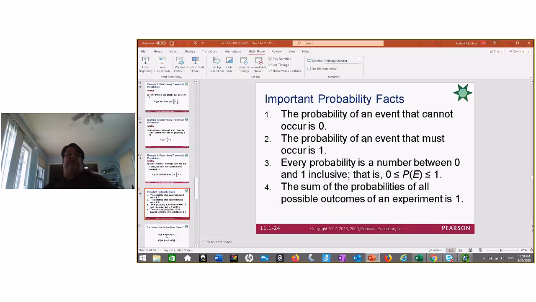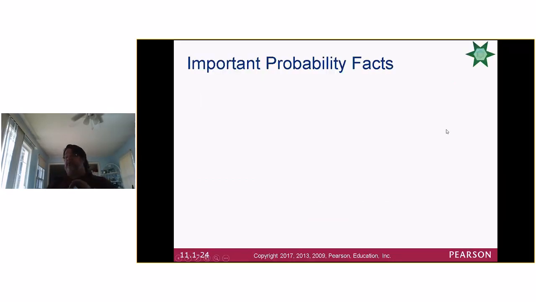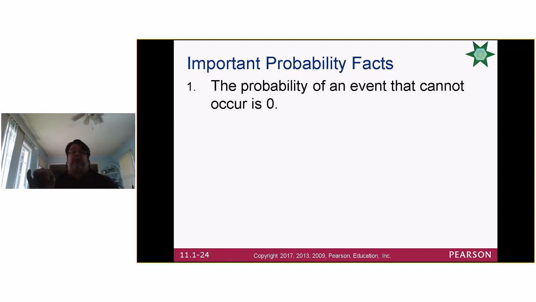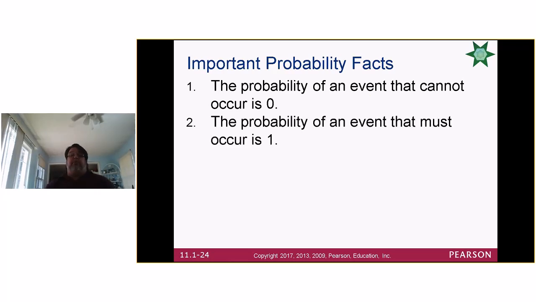The probability of an event that cannot occur, a probability of an event that must occur. Every probability has a number between 0 and 1. We've already talked about this. So go ahead and write those 4 things down. Okay, the probability of an event that cannot occur is 0, but not impossible. You need to put, but not impossible. The probability of an event that must occur is 1, but not inevitable.